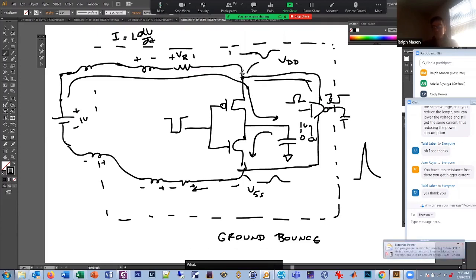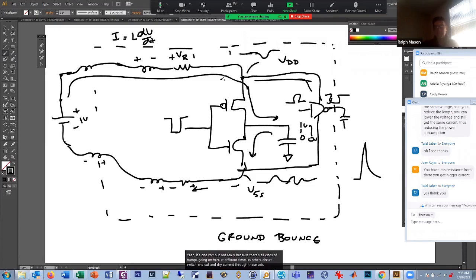What it means basically is that this power supply, yeah, it's 1 volt, but not really, because there's all kinds of bumps going on here at different times as other circuits switch and draw current through these parasitic paths. I shouldn't call it the parasitic resistances and inductances of these paths. So that's kind of a non-ideal. It's kind of like a noise. You can think about it as noise. I call it ground bounce, but it's a form of noise.